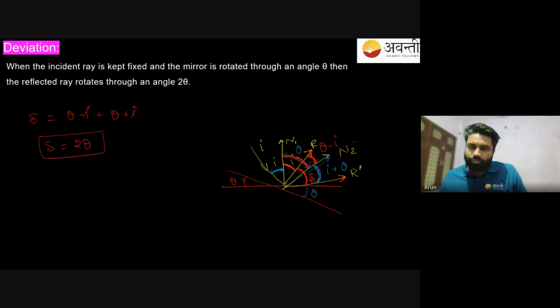If you draw this diagram 2 to 3 times, you will get how these angles are managed. If you have any doubt, you can ask. You can just write it in the chat box. Otherwise, we will move further.